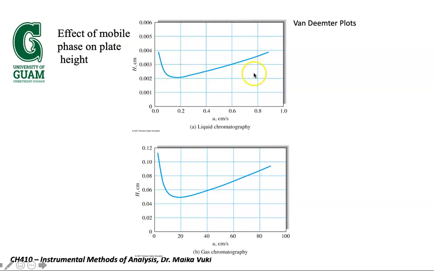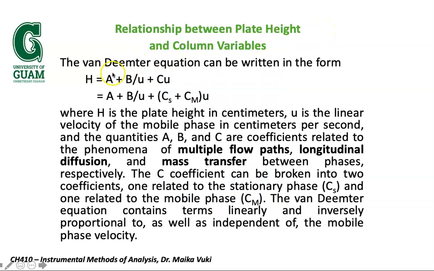The shape of this curve, interestingly, which is what we call the Van Deemter plot, really is governed by these three terms in this equation. This is the Van Deemter equation. H, the plate height, is equal to the first one, a constant A, plus B, another constant, over u, the flow rate of the mobile phase, plus C multiplied by the flow rate of the mobile phase. So let's rearrange this. What are the A, B, and C?